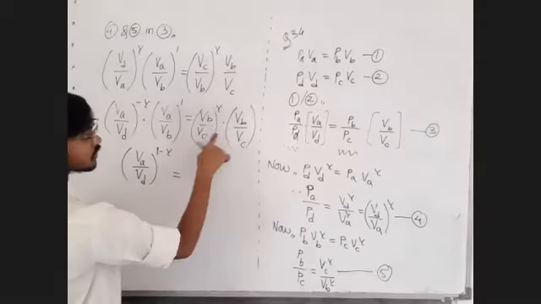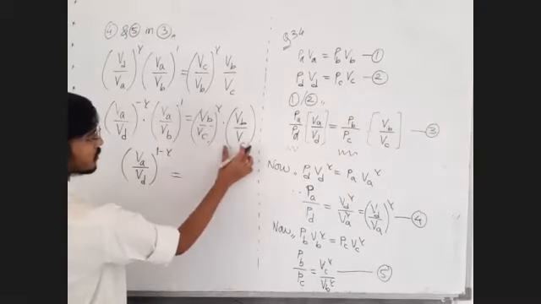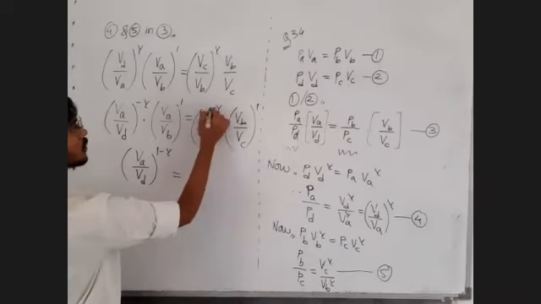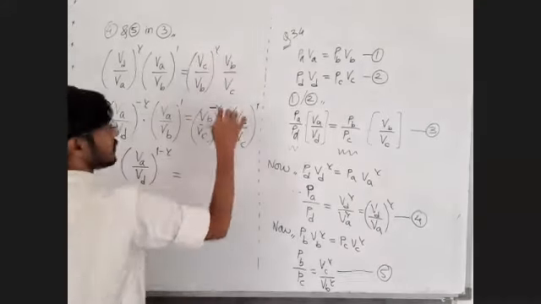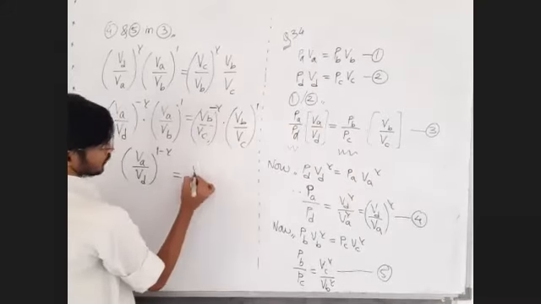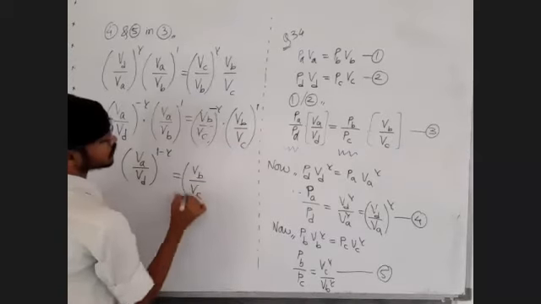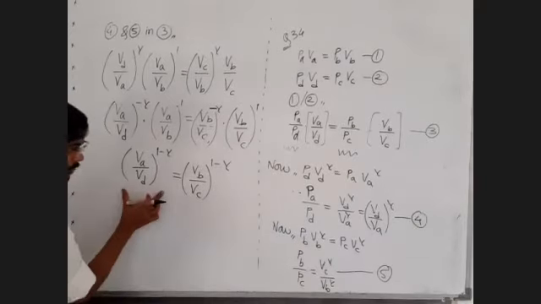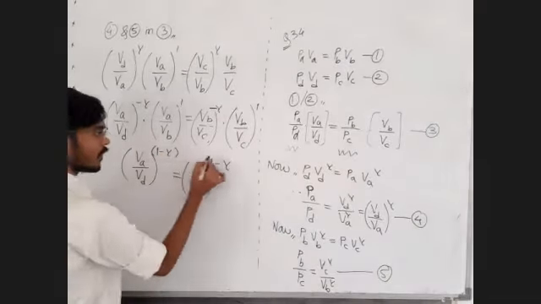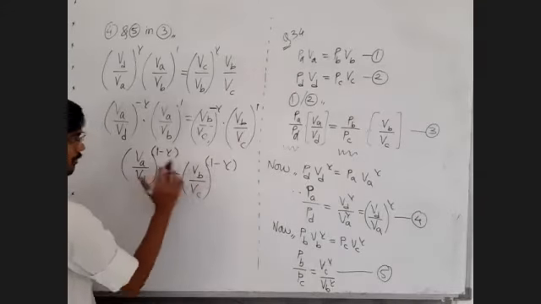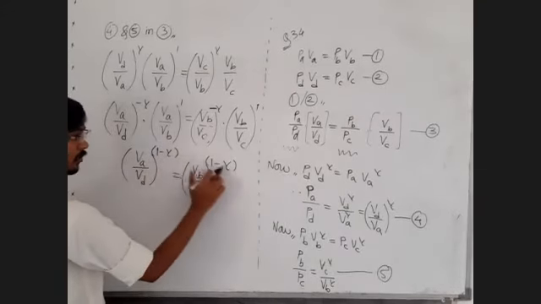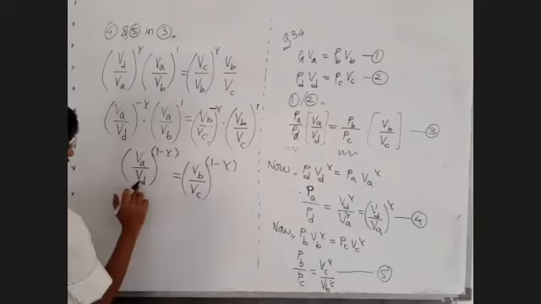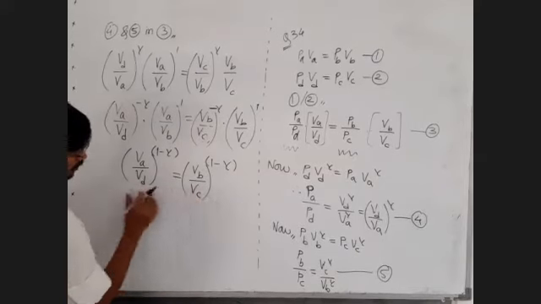Base same, multiplication, addition of indices. Here there should also be minus gamma, because after taking reciprocal, the index will become negative. Fine, sir. So that will become VB upon VC raised to 1 minus gamma. If this term equals this term, the indices can be observed to be equal: 1 minus gamma, 1 minus gamma. If the indices are equal and the values are also equal, then the base must be equal.